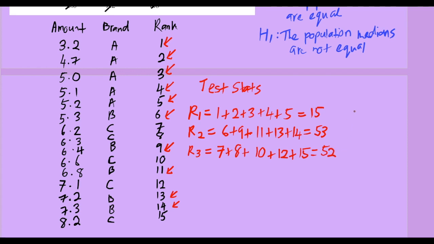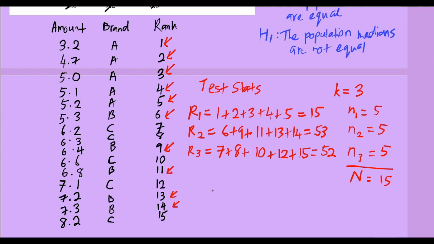Now we need to also determine the sample size for each brand or for each group. So N1 would be, you have 5 sets of data, so 5. N2 would be also 5. And N3 is also 5. And also we need to determine the number of groups, which is K. So we have 3 groups. And also the summation of the number of samples, or the total number of data, which is 15.